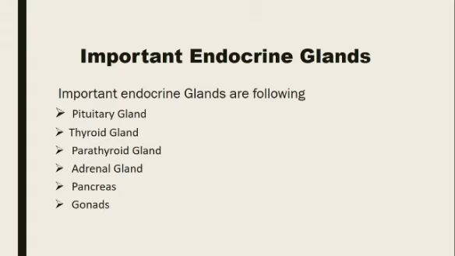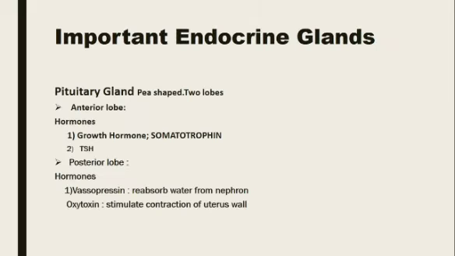Important endocrine glands are the major endocrine glands: pituitary gland, thyroid gland, parathyroid gland, adrenal gland, pancreas, and gonads. We will discuss all these glands one by one. First of all, pituitary gland, that is the most important gland in our body, that is pea-shaped and is present below the hypothalamus in the brain. It consists of two lobes. One is anterior and other is posterior lobe.